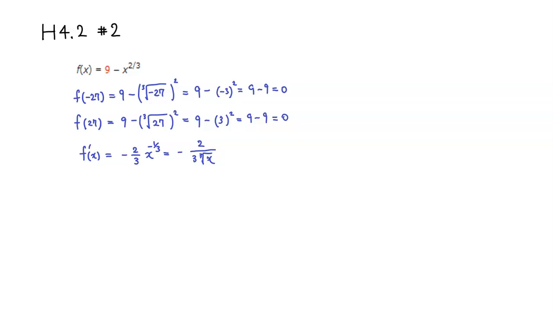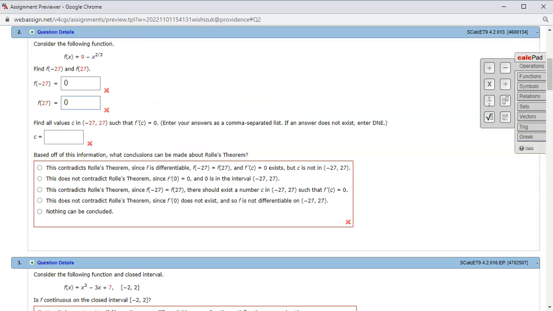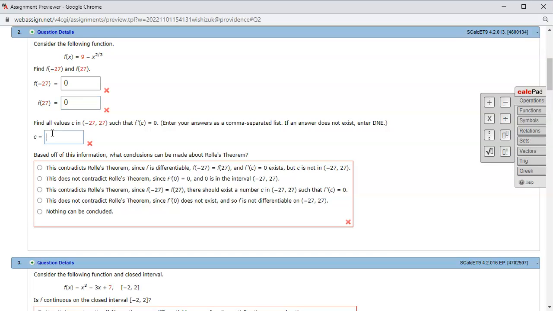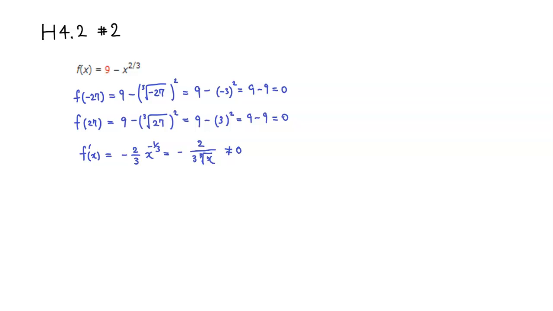But unfortunately, for any x, this derivative is never 0. Which means such a c does not exist. So this is a problem, right? Because Rolle's theorem tells us that there's going to be at least one c. The problem is, if you look at the derivative here, it is not defined at 0. So f prime of 0 is not defined.